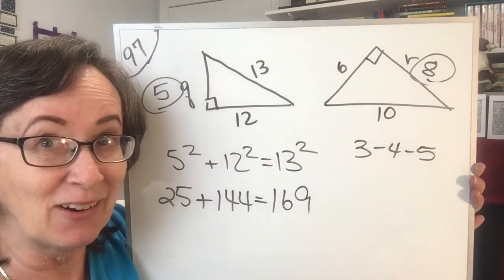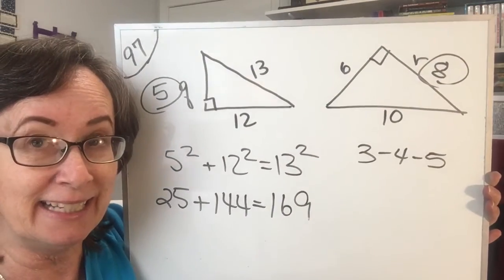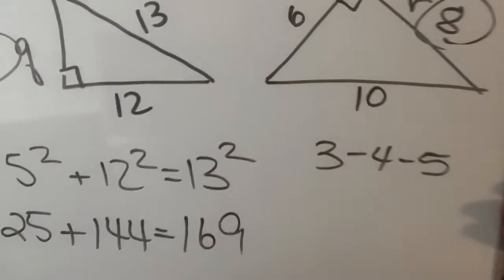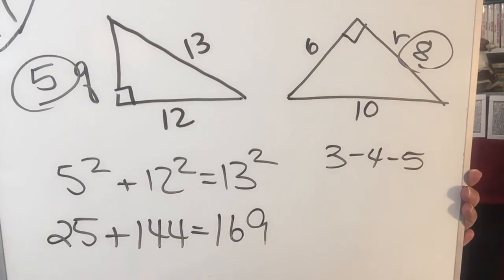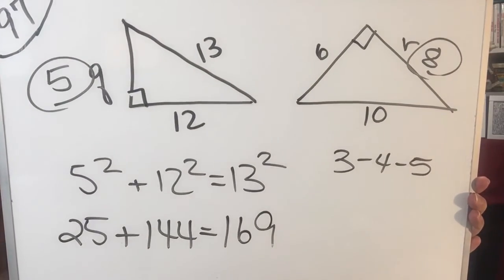And we are done with that very, very long lesson 97, and I hope that you got all of your practices right and that you understand the Pythagorean theorem a little bit better and can now manipulate right triangles and find the missing side.